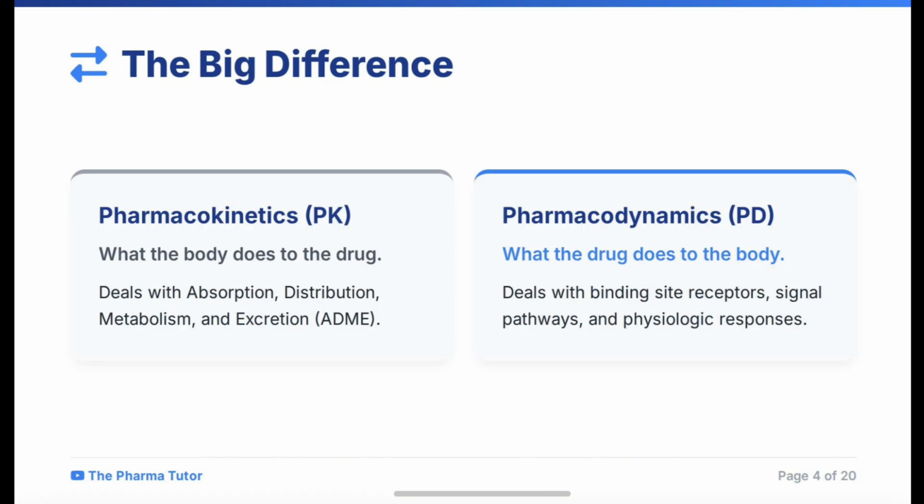In medicine and pharmacy, pharmacology is commonly divided into pharmacokinetics and pharmacodynamics. Pharmacokinetics explains what the body does to a drug through absorption, distribution, metabolism, and excretion. Pharmacodynamics explains what the drug does to the body after reaching its target site.